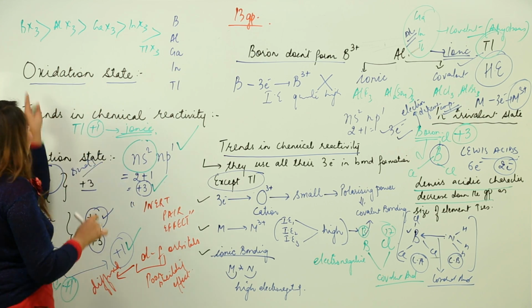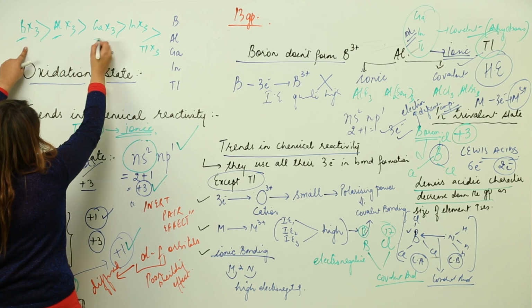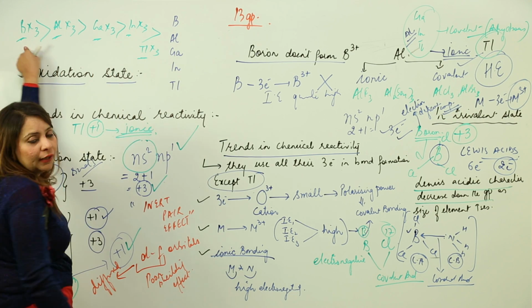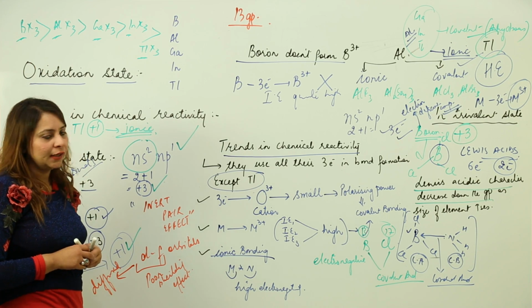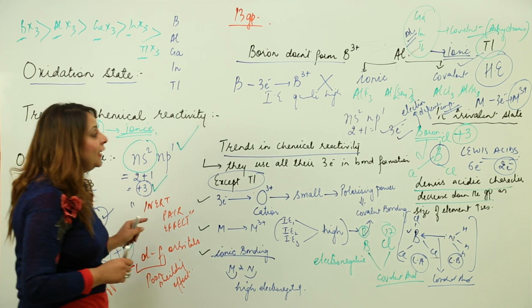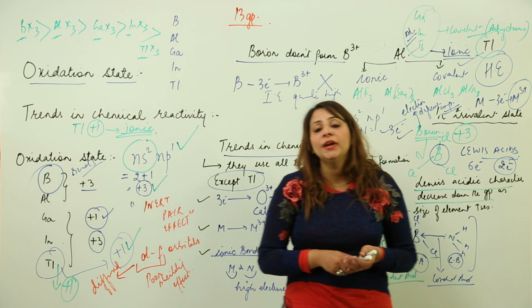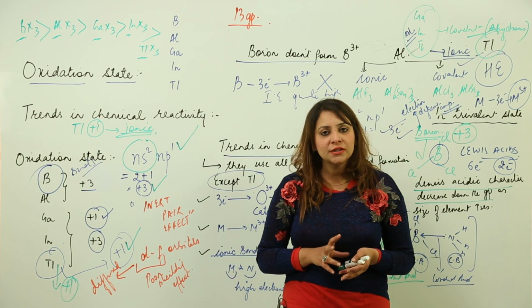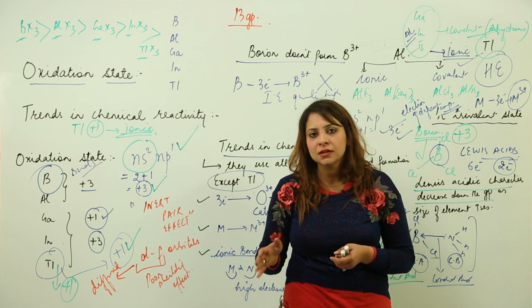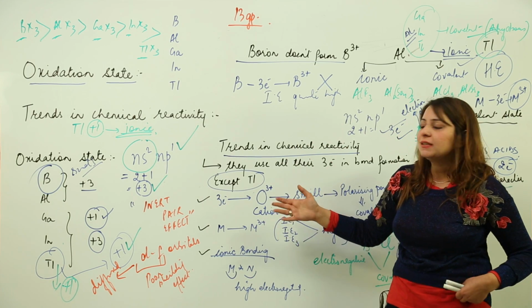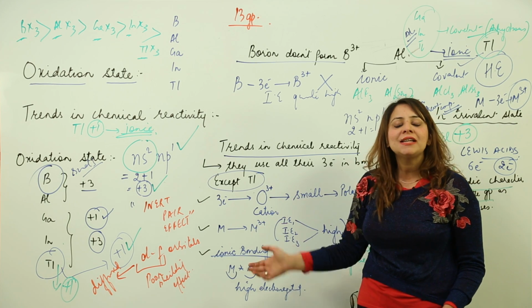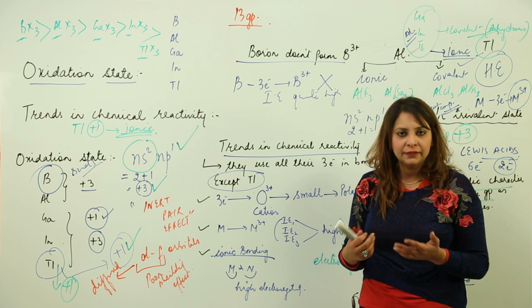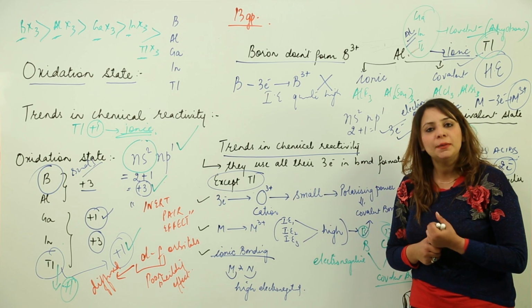So as the size of the element increases, the Lewis acidic character decreases. You need to remember that. And definitely remember this also, that whenever they are present in a trivalent oxidation state, they behave as Lewis acids. So this is the general trend about the oxidation state and trends in chemical reactivity. Now let us start their reaction with air and water. That means we are starting with the chemical properties now.